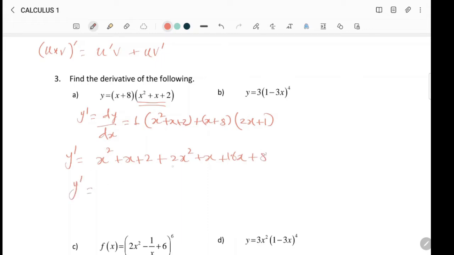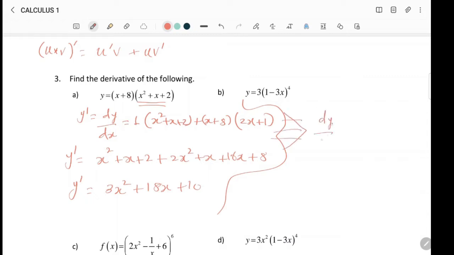So y dash is x squared plus 2x squared is 3x squared, 16x plus x, 17x plus x, 18x, right? One more time, x plus x, 2x, and 2x plus 16x, that's 18x. Now 2 plus 8, that is 10. So this is my y dash. Okay, now we are here.